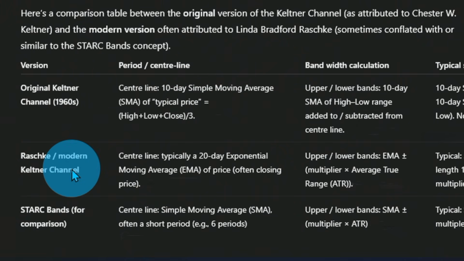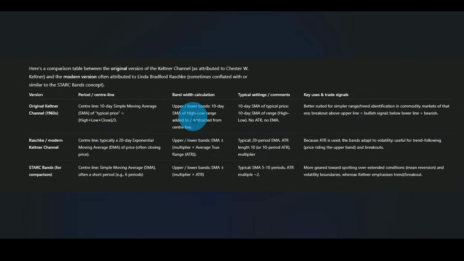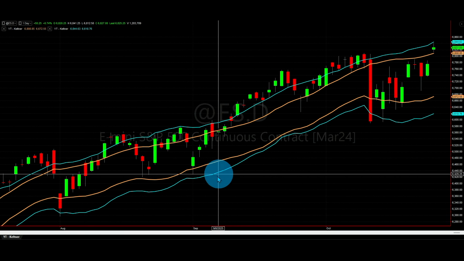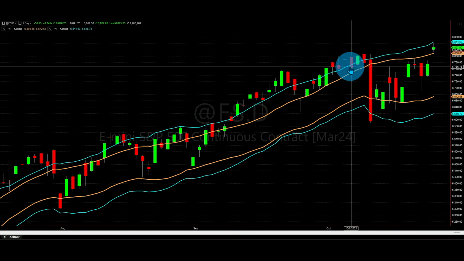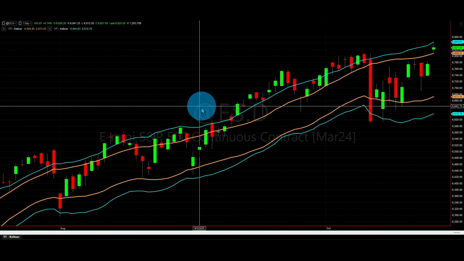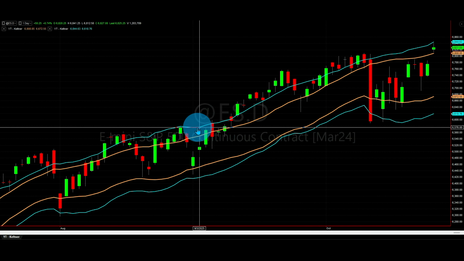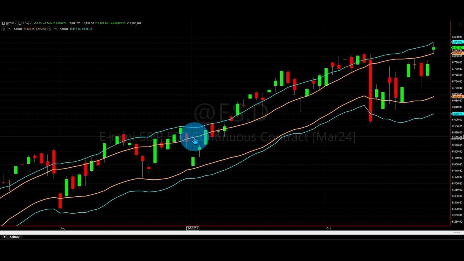The modern version, and that's what most charting platforms use, is the one developed by Linda Raschke or by Stark. And it uses an exponential moving average for the middle line. This one still uses the simple moving average. But the differentiation here is they use an average true range with a multiplier instead of the simple moving average of the range. Basically, the modern version hugs the price better than the old version. In this case, I'm using the same settings for both here. It's a 20-day lookback with 1.5 times the average true range.